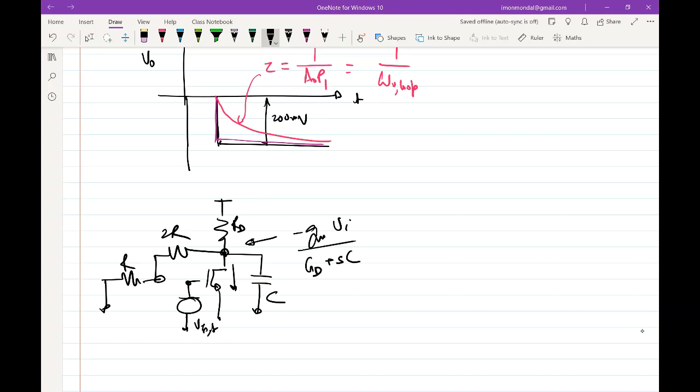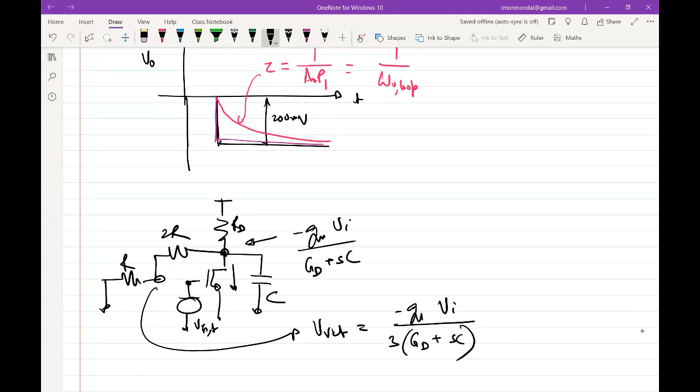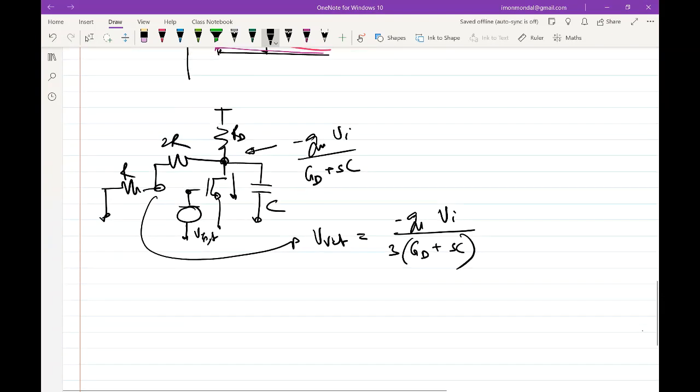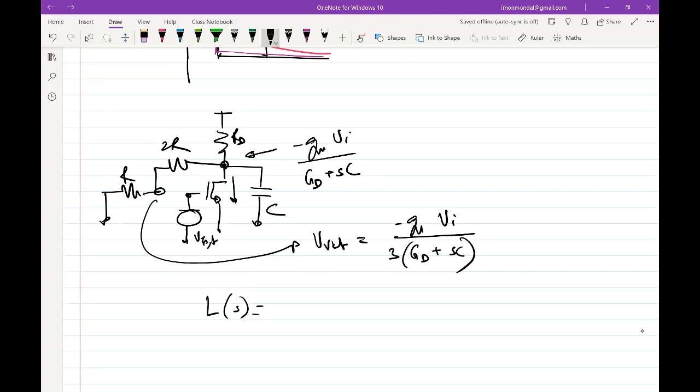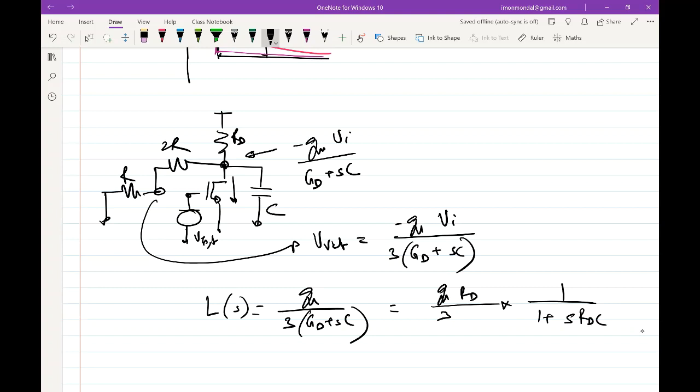So what is the return voltage? Divided by 3, right? So this becomes minus GM VI by 3 GD plus SC. Okay. So then you know what is the loop gain. Loop gain becomes GM by 3 GD plus SC. Okay. And if I have to express it in that form of poles and everything, this becomes GM RD by 3 times 1 by 1 plus SRDC.